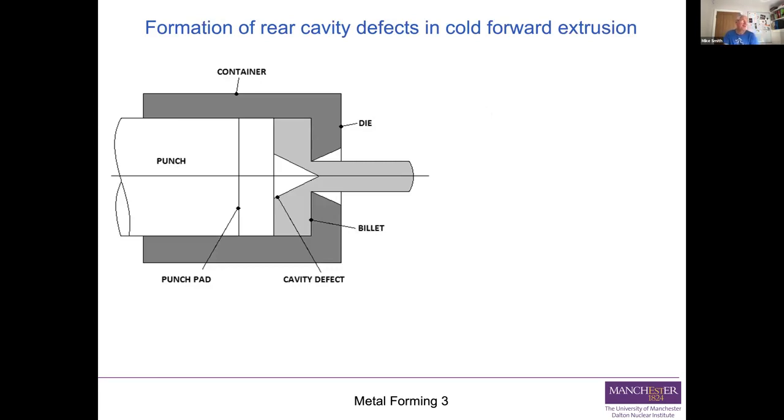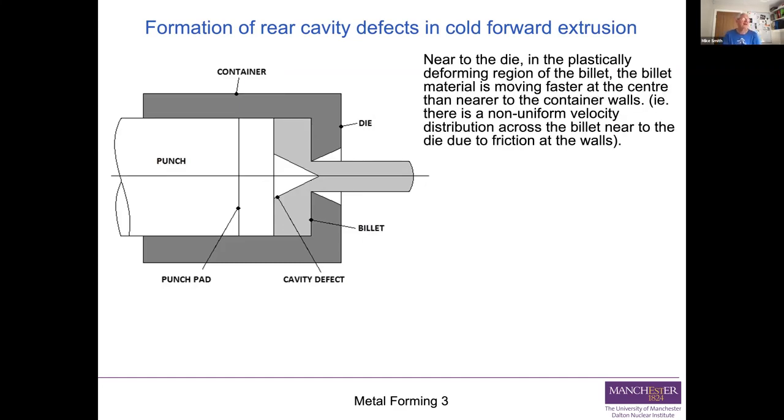Okay, here's a slightly more interesting one, something called a rear cavity defect in forward extrusion. So this is a nice little diagram again. You've got a punch, and this punch has got a little punch pad in front of it. It's pushing into the container, and it's pushing the billet out through a rather simple die. You're not doing anything clever with mandrels, but you can see that a void is opening up, that white triangular region at the back of the billet.